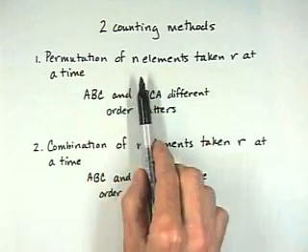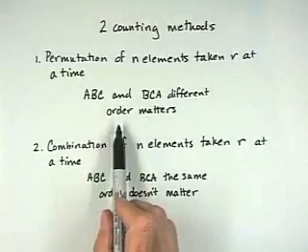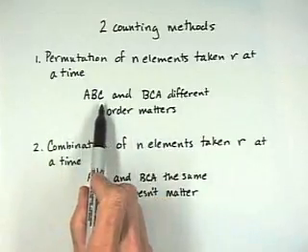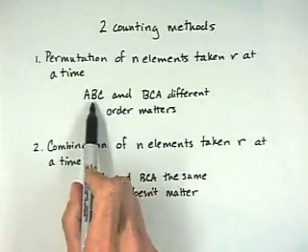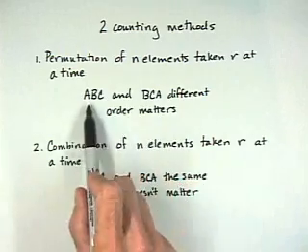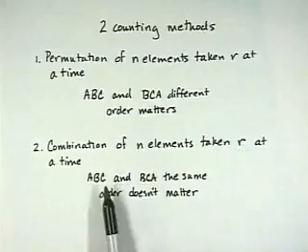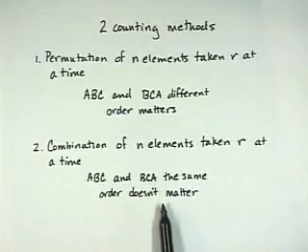Now a permutation of n elements taken r at a time is a way to count elements. In a permutation, order matters. If we were counting in a permutation, we would count A, B, C as a different element than B, C, A. The order matters. These two are different. In combinations of n elements taken r at a time, A, B, C, and B, C, A would be counted the same. Order doesn't matter when you're using combinations.